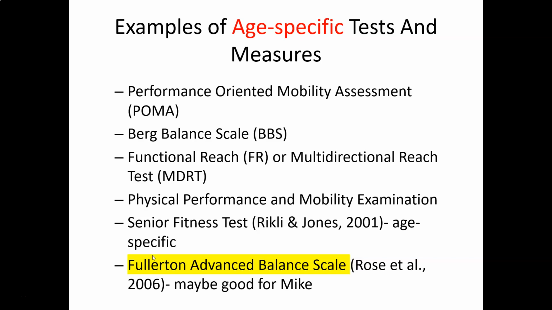Okay, so if we look at some examples of age-specific tests and measures, those are the Performance-Oriented Mobility Assessment, or the POMA. We have a Berg Balance Scale, BBS. We have the Functional Reach or Multidirectional Reach Test, MDRT. We have a Physical Performance and Mobility Exam. We have a Senior Fitness Test, and we have a Fullerton Advanced Balance Scale. Maybe good for Mike. So these are great tests that we could actually run on our patients, and I'm going to show you some videos that show these tests and how they're done.